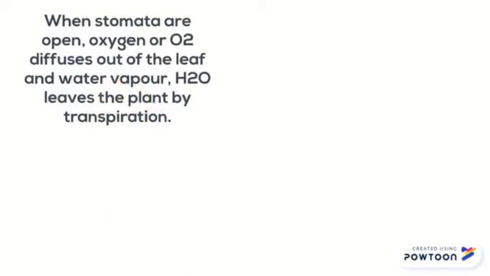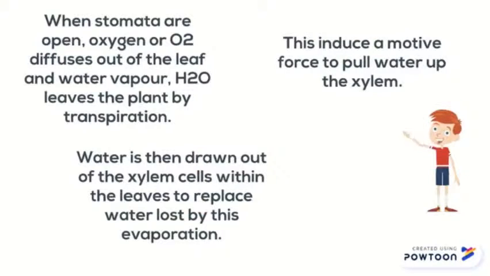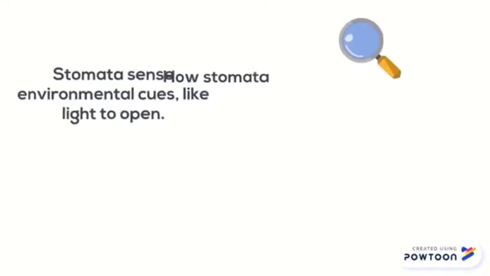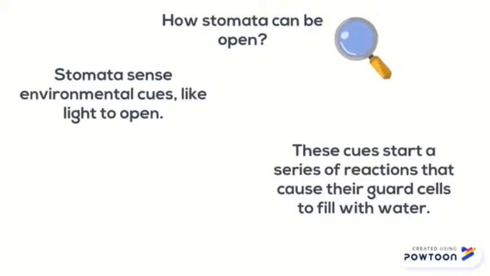When stomata are open, oxygen diffuses out of the leaves and water vapor leaves the plant by transpiration. Water is then drawn out of the xylem cells within the leaves to replace water loss. This induces a motive force to pull water up the xylem. How can stomata be opened? Stomata sense environmental cues like light to open.